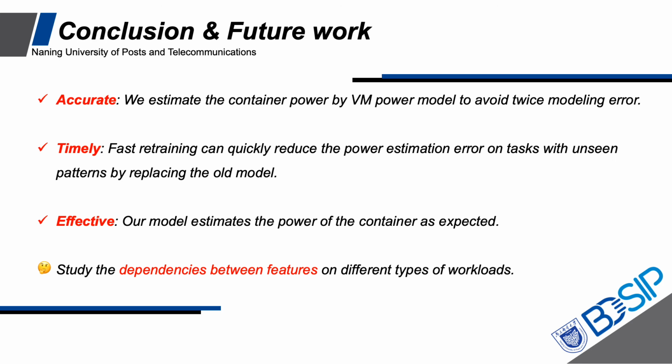Finally, let me conclude my talk. First, our model estimates container power by the VM power model to avoid twice modeling error. Second, fast retraining can quickly reduce the power estimation error on tasks with unseen patterns by replacing the old model. Third, our model estimates the power of containers as expected.